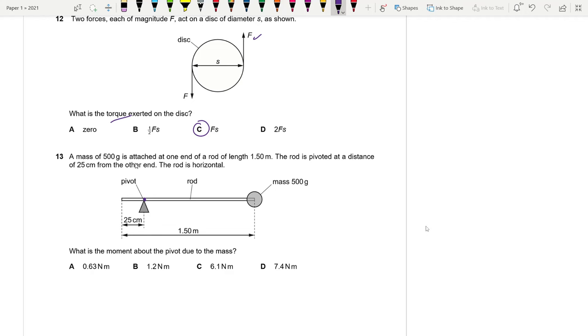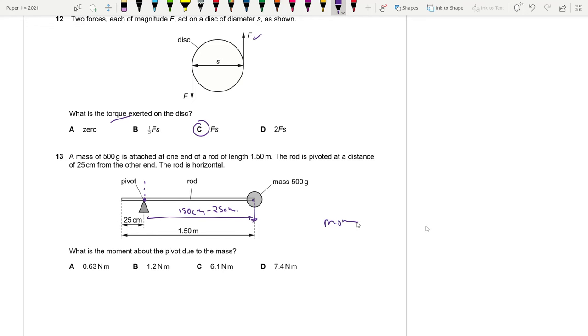Doesn't the rod have any weight or something? So it's basically a clockwise moment. You can't take the full distance. You need to take this. Basically, this is 150 centimeters minus 25 centimeters, right? So how much is that? 125 centimeters or 1.25 meters.